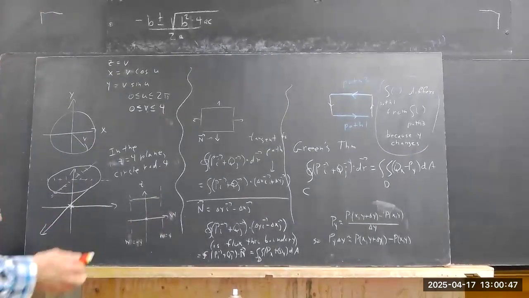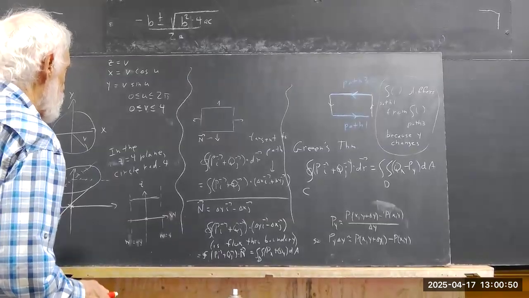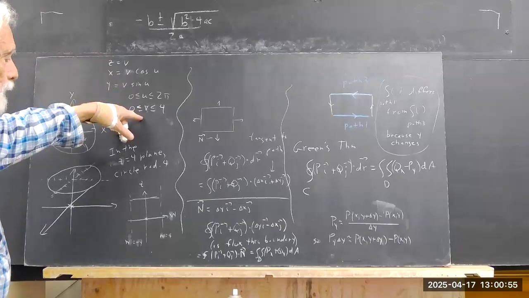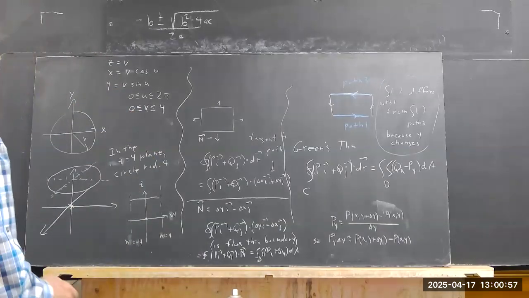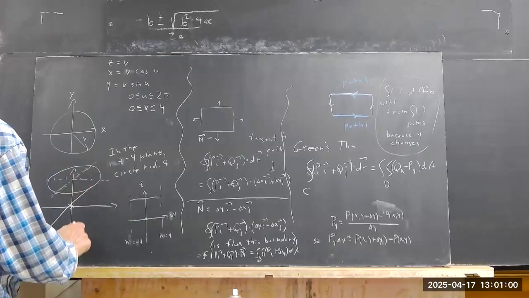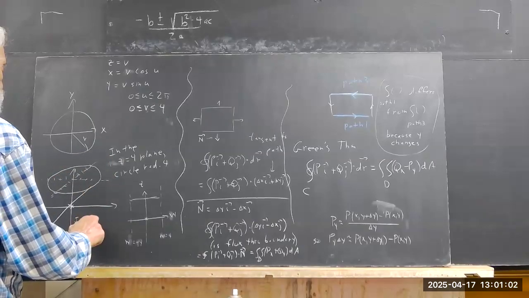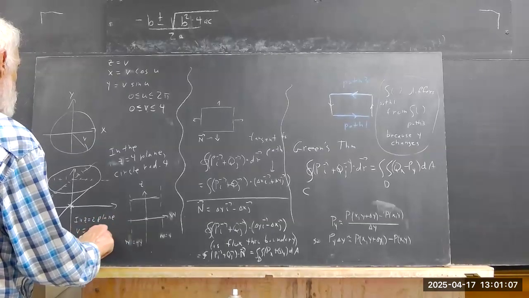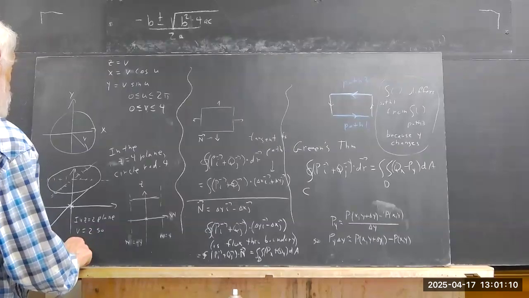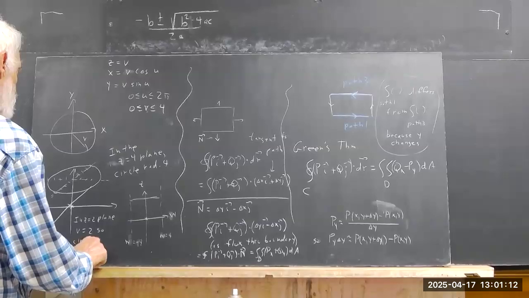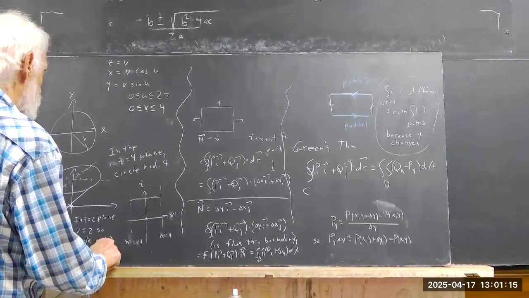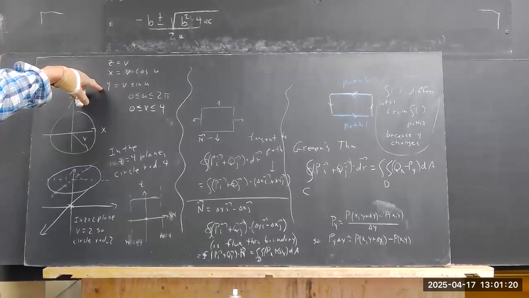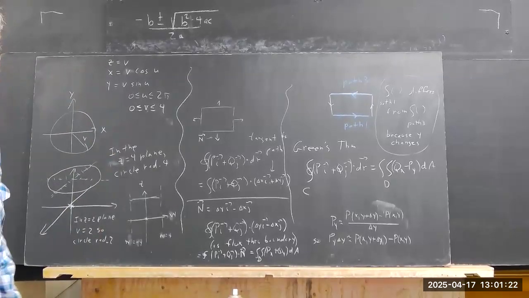Well, what about the z equals 2 plane? Well, in the z equals 2 plane, that means v equals 2. So I'll say in the two, and this describes the circle of radius 2.